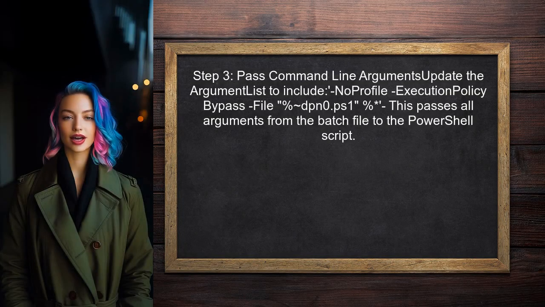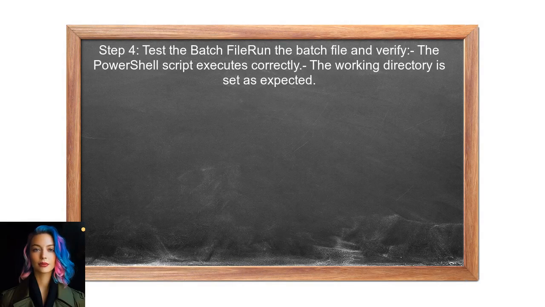Now, let's add the ability to pass command line arguments from the batch file to the PowerShell script. The user can do this by including the arguments in the argument list. Finally, the user should test the batch file to ensure everything works as expected. They can do this by running the batch file and checking if the PowerShell script executes in the correct directory.